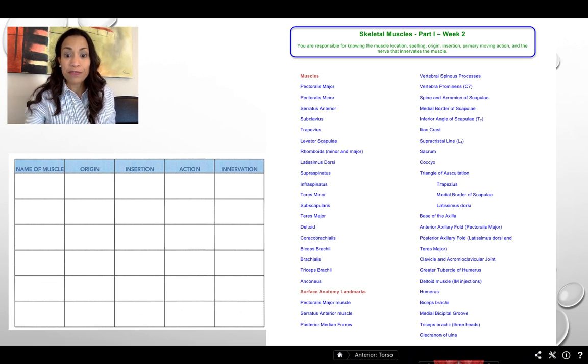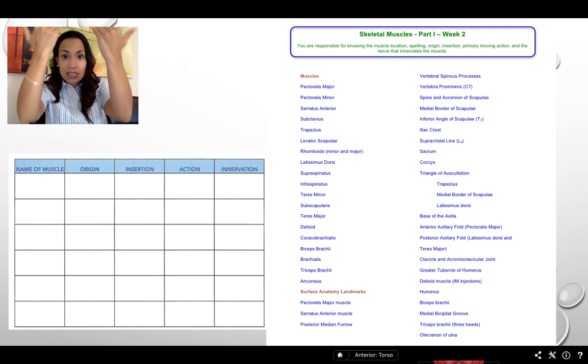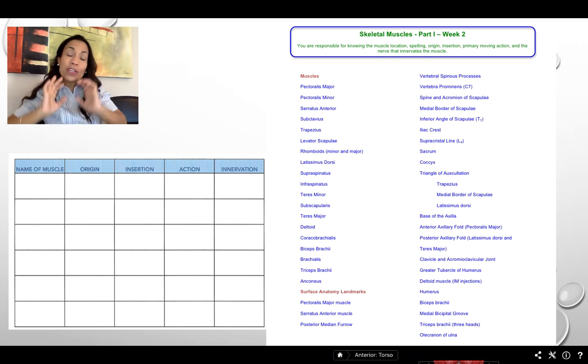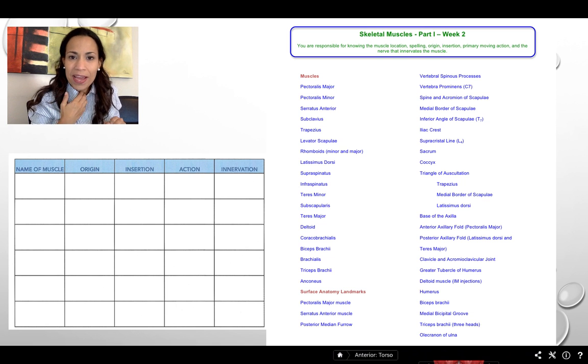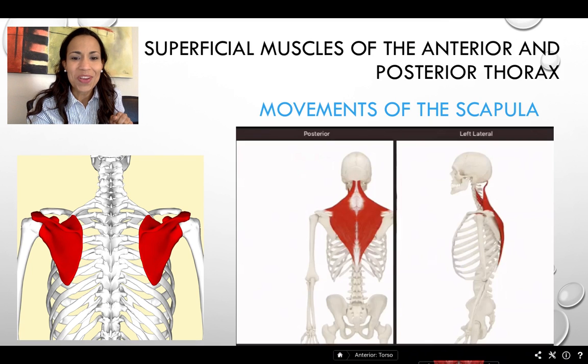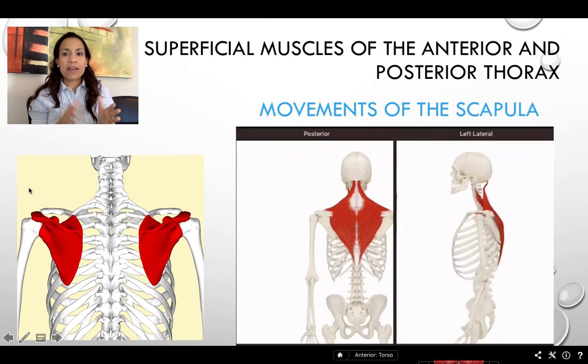So after the information gets into your brain, now you need to take it out: say it to somebody, teach it to somebody, write it in the table, draw it. And that way, that information is going to stick, guaranteed. Okay, so let's start by describing the movements of the scapula.